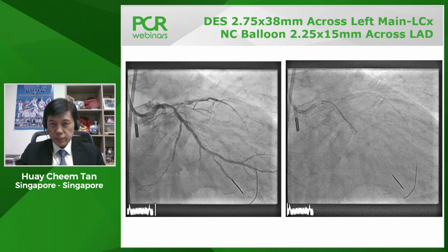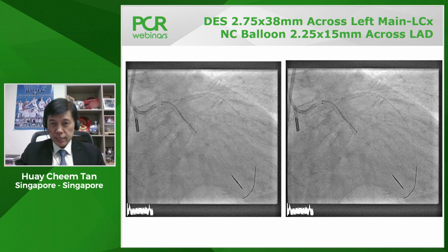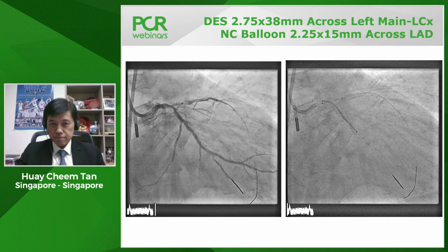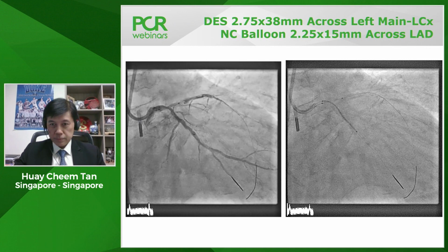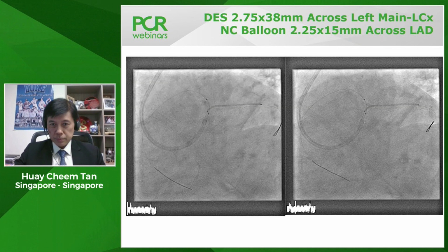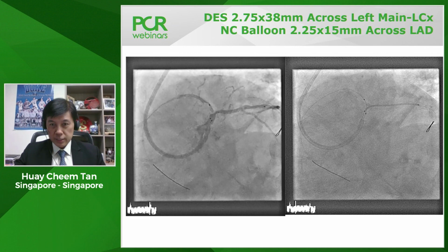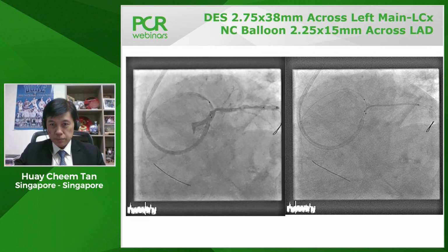This is another view here. So what I do now is I put a long stent, a 2.75 by 38 millimeter stent, across the circumflex into the left main, parking also a non-compliant balloon, 2.25 by 15, across the LAD artery. So this is in preparation for the side branch stenting. So this is a spider view, again seeing the positions of the stent as well as the balloon.